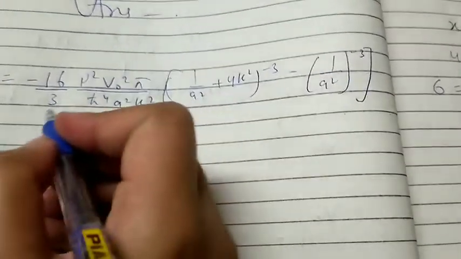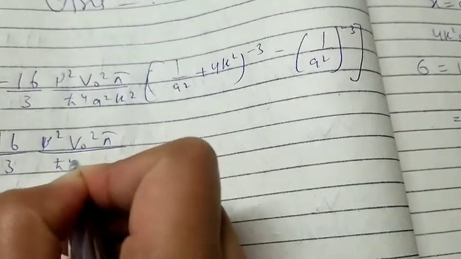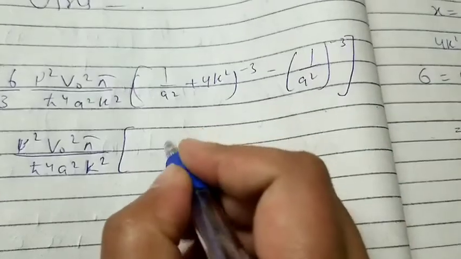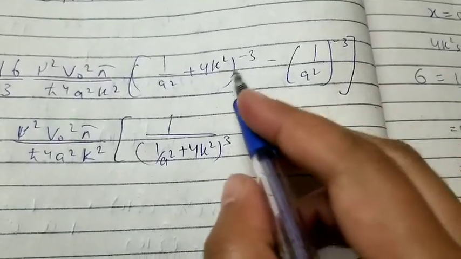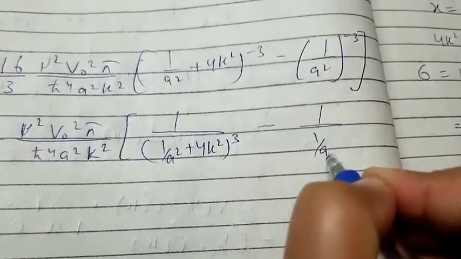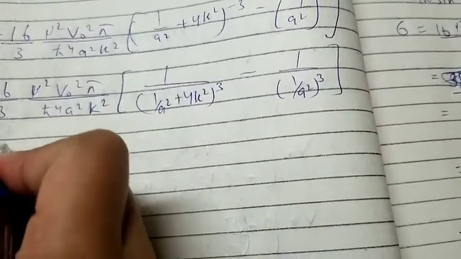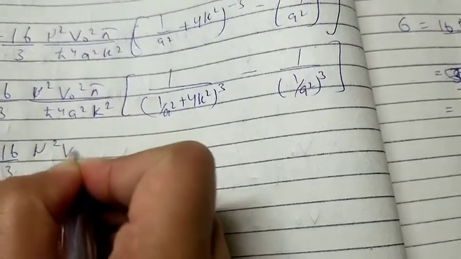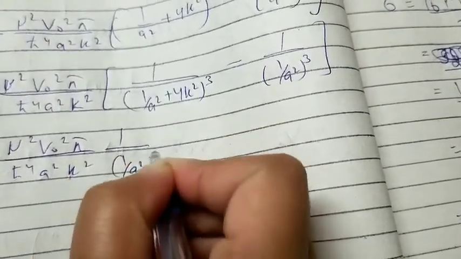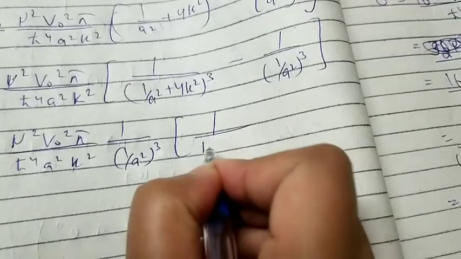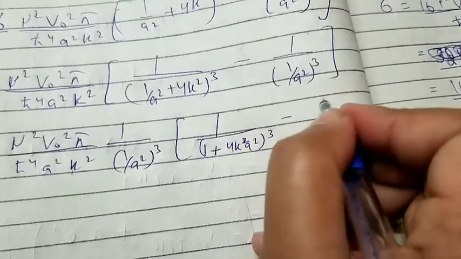Now it will come in the denominator, and the power will become positive: minus 1 over a square to the power 3. Now I am taking 1 over a square to the power 3 in the denominator as common from both these quantities. The thing that is left here is 1 plus 4k square a square to the power 3, minus 1.